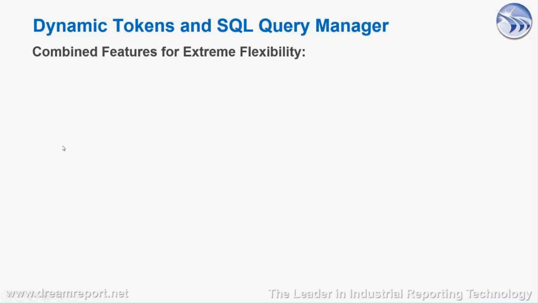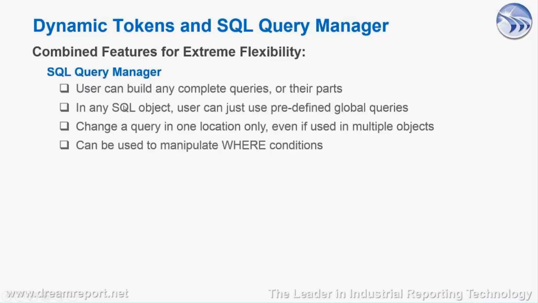Included in this new SQL Query Manager is this dynamic token browser. So you can either build complete queries or query parts and insert tokens from any other part of Dream Report. This might be a user selection from a drop-down list box, maybe filtering by material. Or it's a calculated value on another report that you want to pass into the query on a secondary report. Or it might even be part of the select statement.